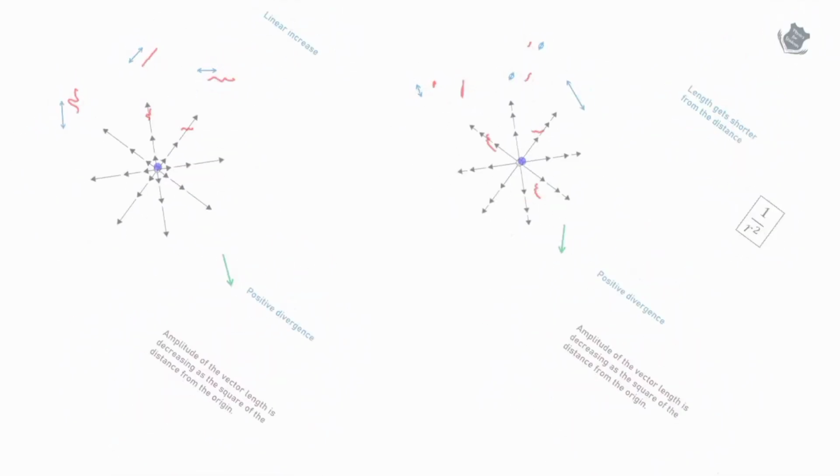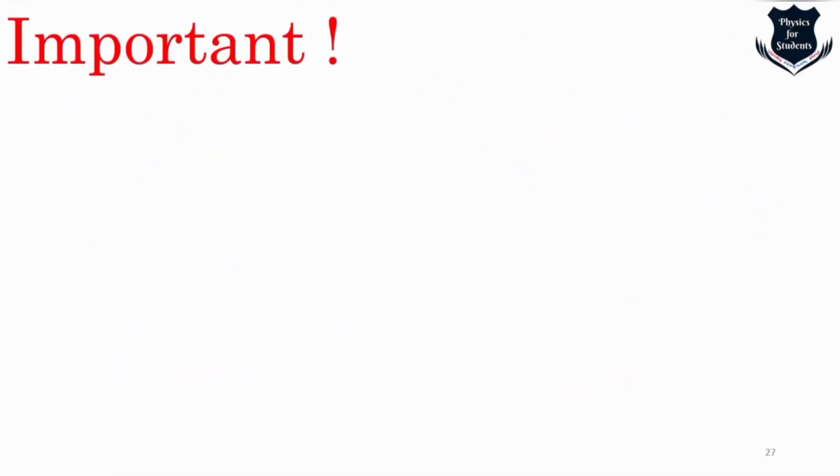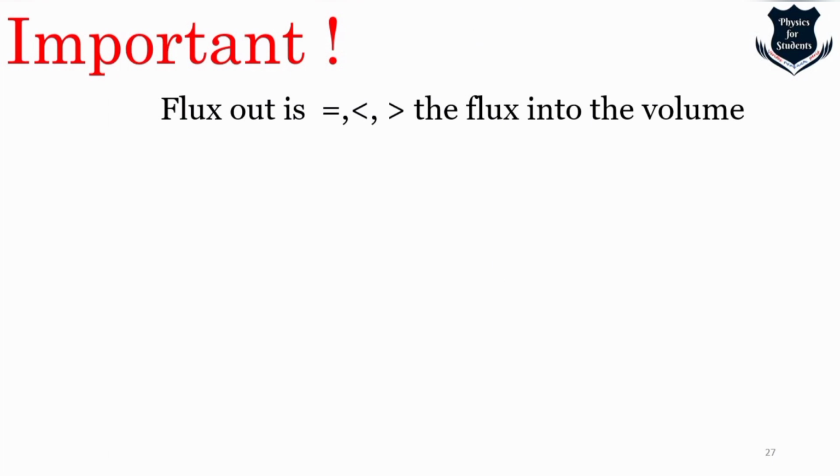Okay, so taking ahead with that, what I wanted to show you is that the key factor in determining the divergence at any point is not simply the spacing of the field lines at that point, but whether the flux out of an infinitesimally small volume around the point is greater than, equal to, or less than the flux into that volume. So this is very, very important.